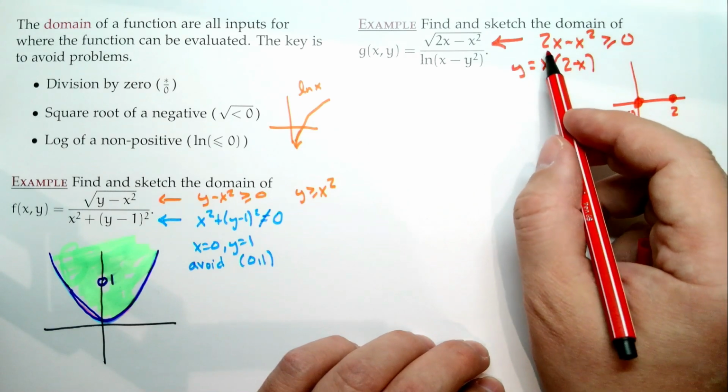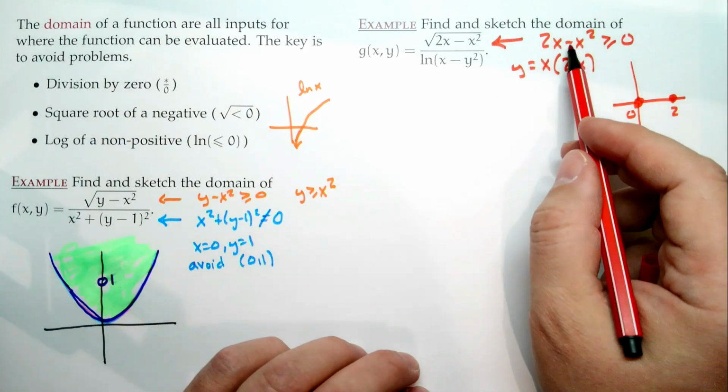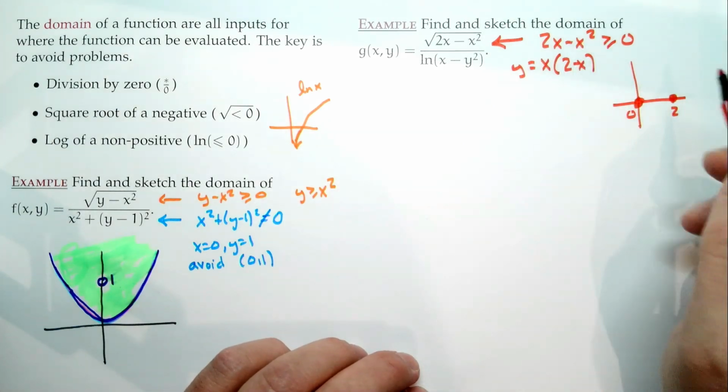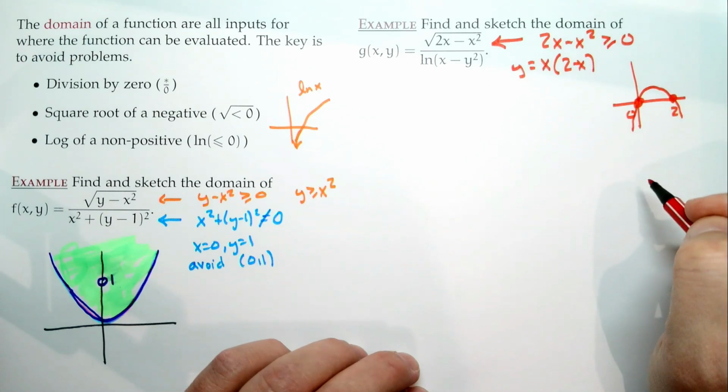Now, what kind of curve is 2x minus x squared? It's a parabola. Is it going to open up or down? Down. How do I know? The sign of the x squared is negative. So it's a parabola that's doing this.